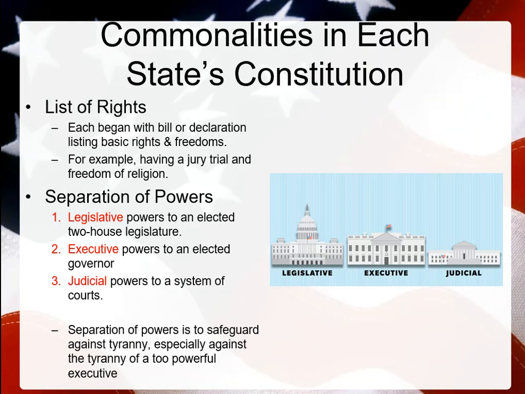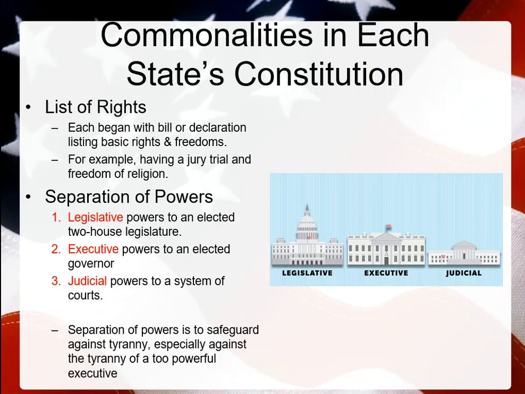All right, so commonalities in each state's constitution. You have a list of rights in each of the state's constitutions, basic rights and freedoms like life, liberty, and property, freedoms like the jury trial, and the freedom of religion. Those things are all listed in the state's constitutions. You have separation of powers. You've got the legislative powers, and those will be the ability to elect two House legislators, which will eventually be in effect here. We have executive powers as well. Executive power would be like the President of the United States, the mayor of a town, or the governor of a state. Those are all executive. And then judicial would be the ability to judge laws and consider them constitutional or not.